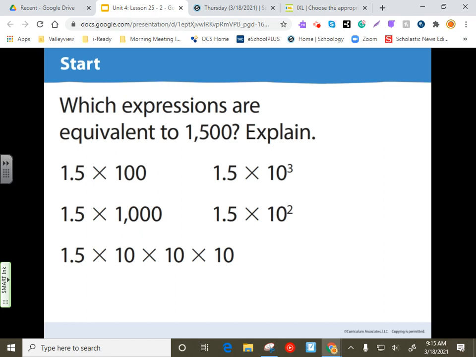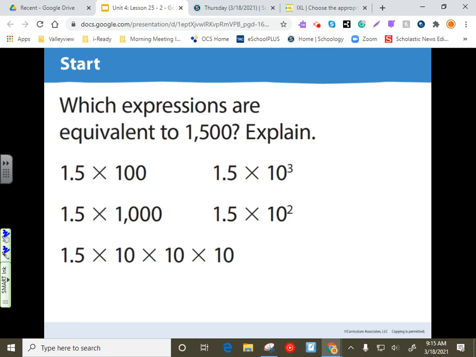One of the reasons we're doing this warm up is that when you change from a larger unit to a smaller one, we're multiplying, and we need to be able to multiply by certain place values. So for this one, which of these expressions are equivalent to 1,500? One thing to remember is this.